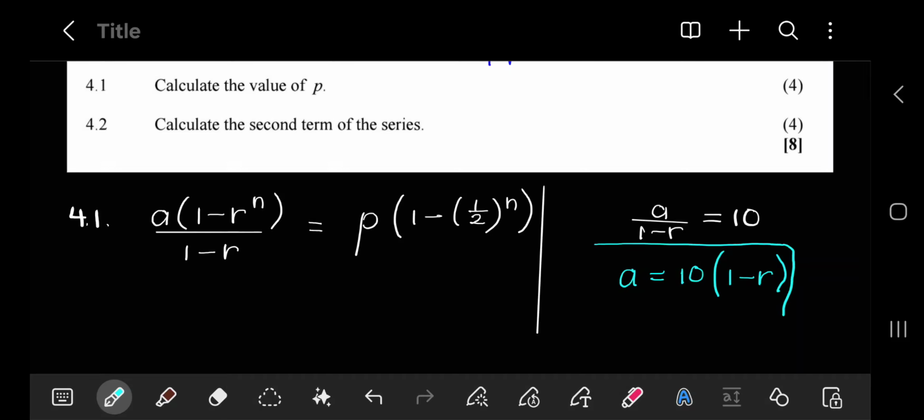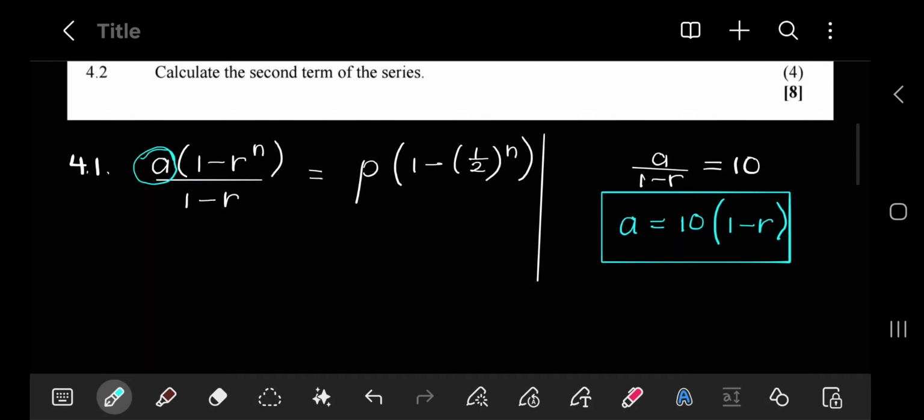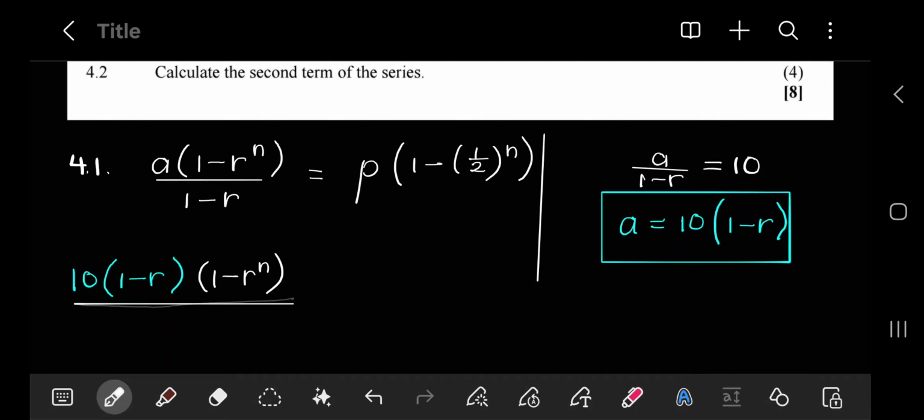Now that I know what a is equal to, I'm going to take this value for a, and in the previous equation, I'm going to substitute 10 into 1 minus r in place of a. So let's do that. Where we have a, we're replacing it with 10 into 1 minus r. And we can keep the rest of the equation as is, which is the bracket 1 minus r to the power n all over 1 minus r. Right hand side is going to stay as is, p into 1 minus a half to the power n, and we close the bracket.